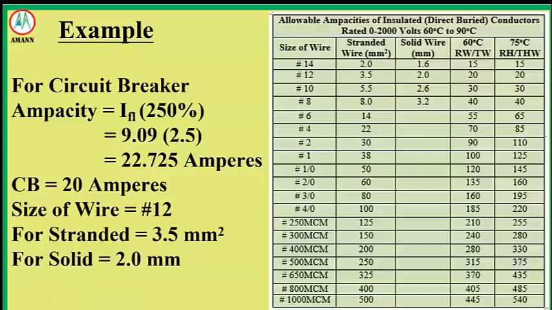22.725 amperes. Since standard circuit breaker sizes are typically available in increments of 5 amperes or 10 amperes, the nearest suitable breaker size is 20 amperes as seen in the table. This ensures adequate protection, preventing unnecessary tripping.